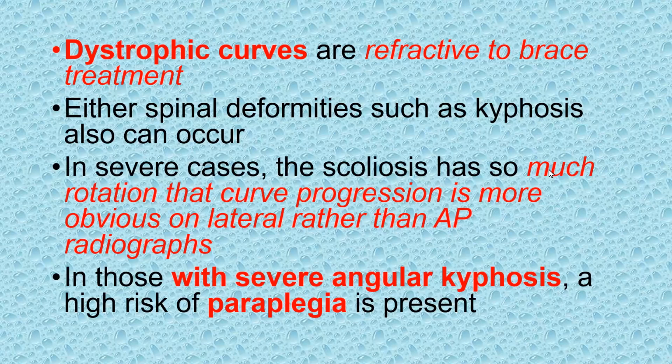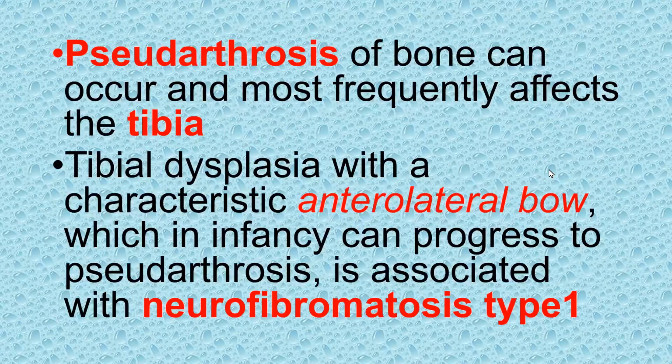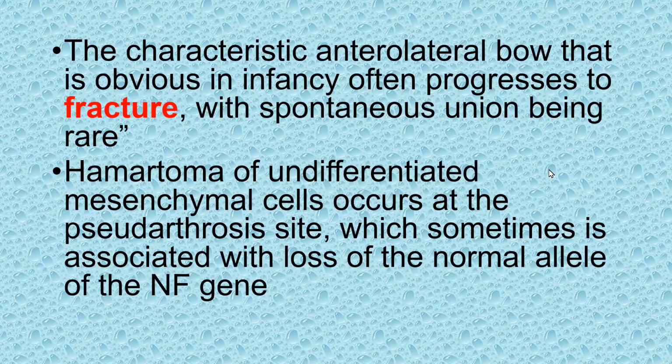Pseudoarthrosis of bone can occur and most frequently affects the tibia, as I mentioned previously. Tibial dysplasia with characteristic anterolateral bowing, which in infancy can progress to pseudoarthrosis, is associated with neurofibromatosis type 1. The characteristic anterolateral bowing that is obvious in infancy often progresses to a fracture, with spontaneous union being rare. Hamartoma or undifferentiated mesenchymal cells occur at the pseudoarthrosis site, which sometimes is associated with loss of the normal allele of the neurofibromatosis gene.